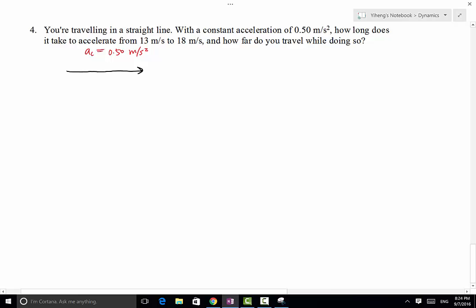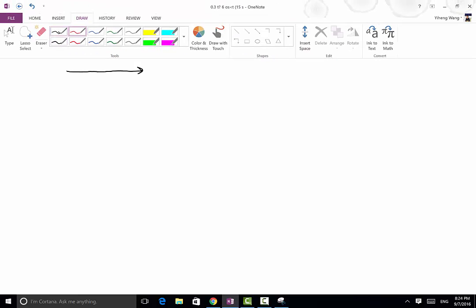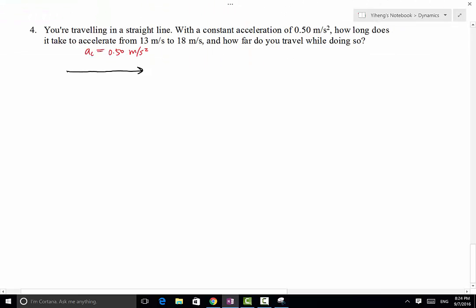So initially, your velocity at this point, and let's call it simply V0, which is state 0, is 13 meter per second. And because you have a constant acceleration, after a while you have got to state 1, your new velocity now is 18 meter per second. And you need to determine how much time it takes to get to your new velocity, and also how far you have traveled while doing so.